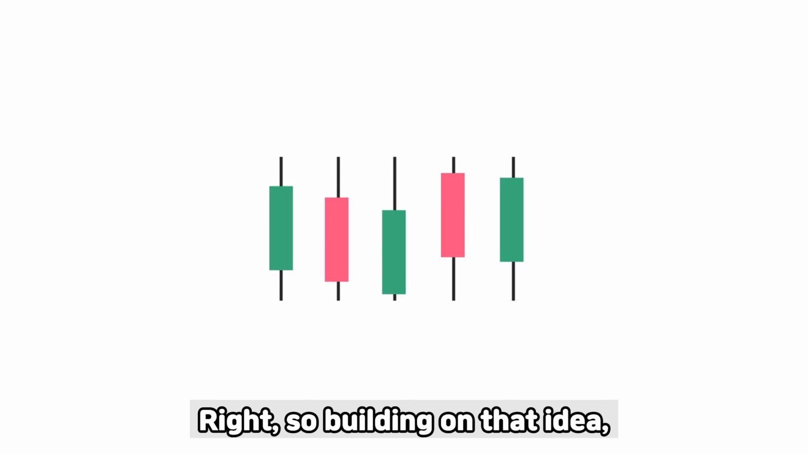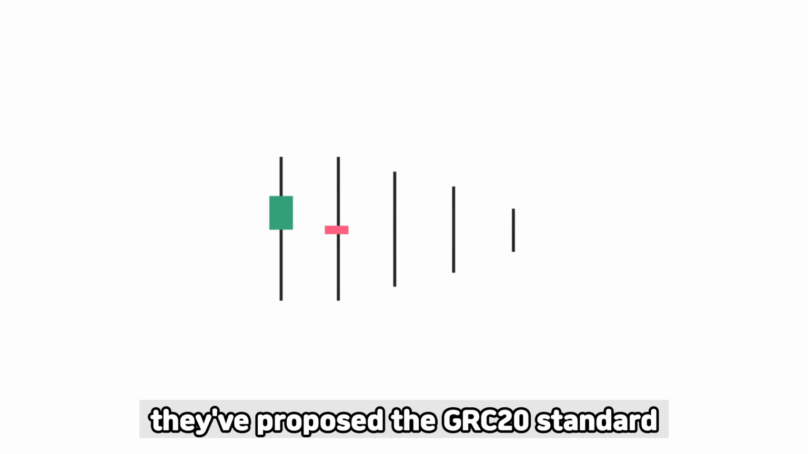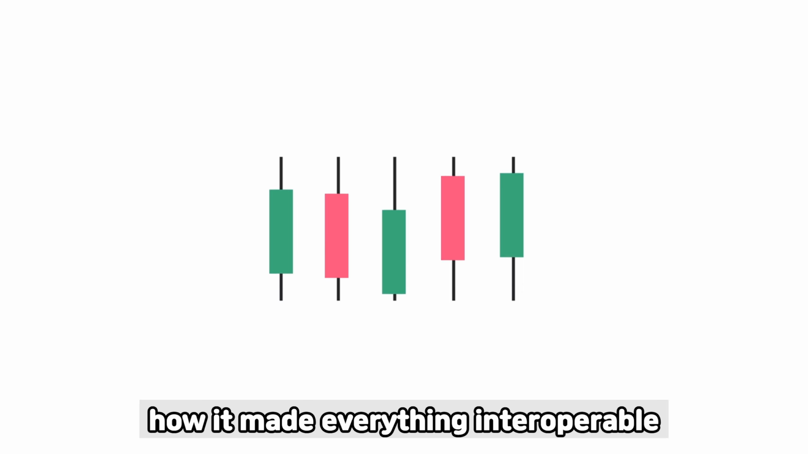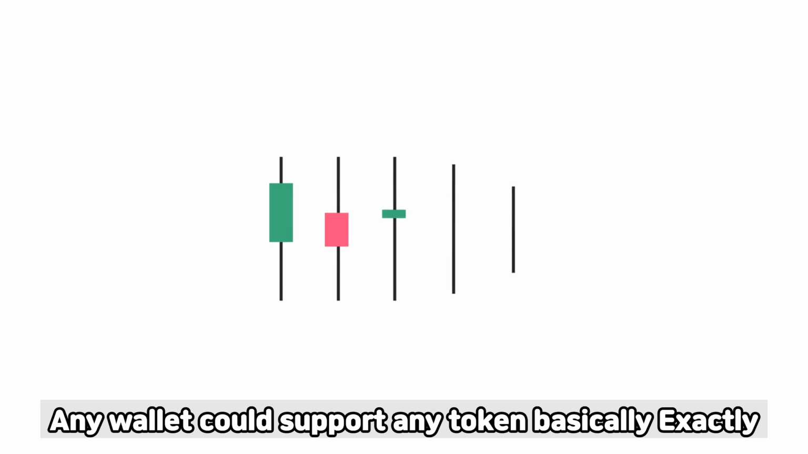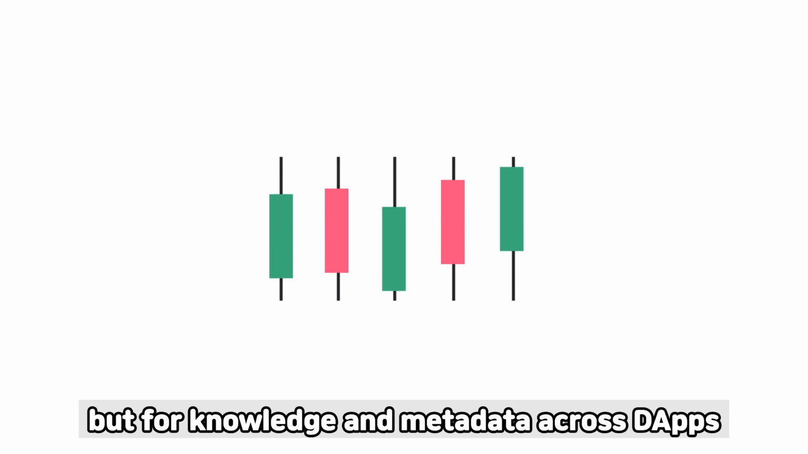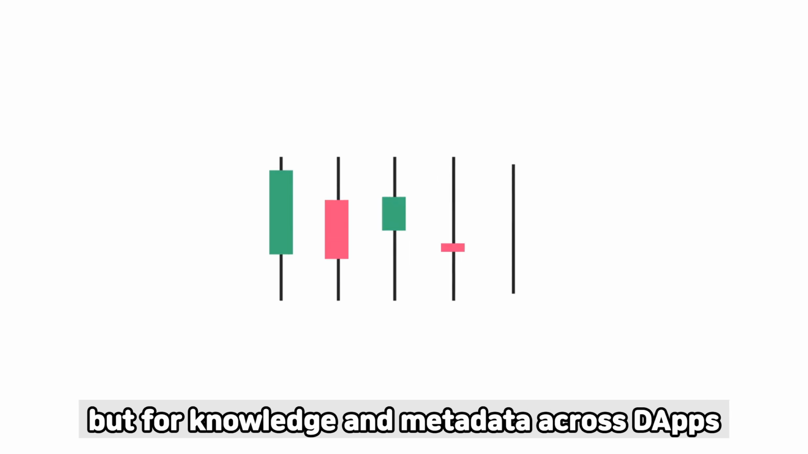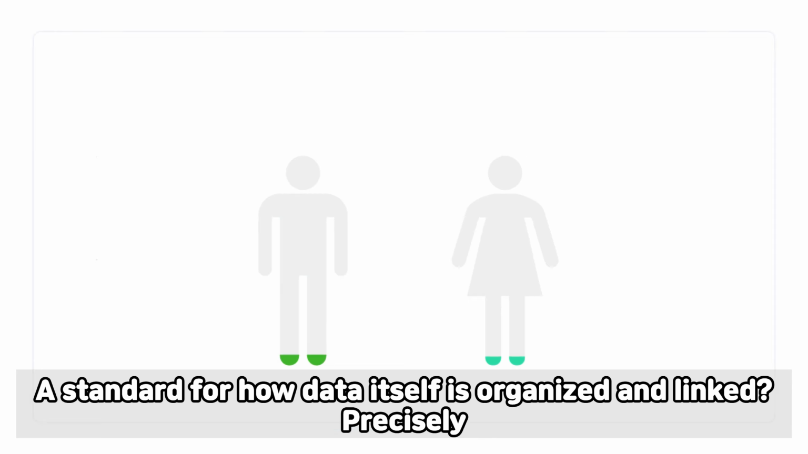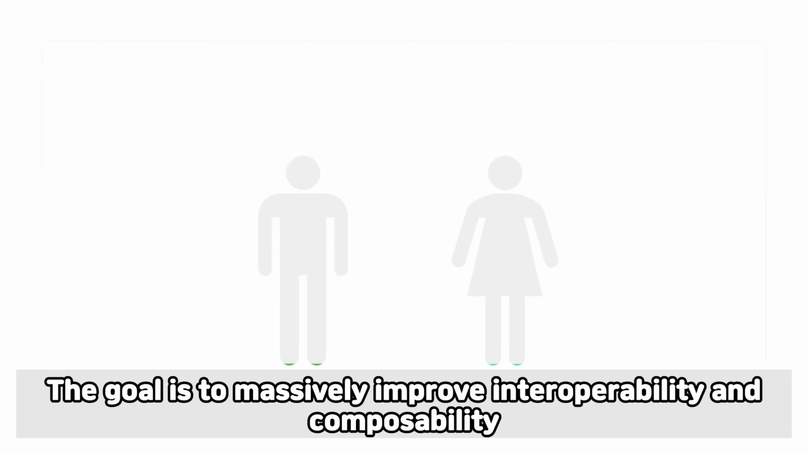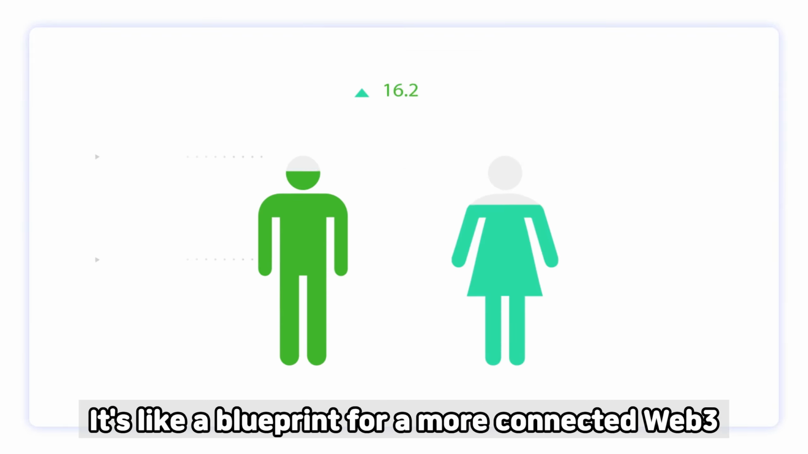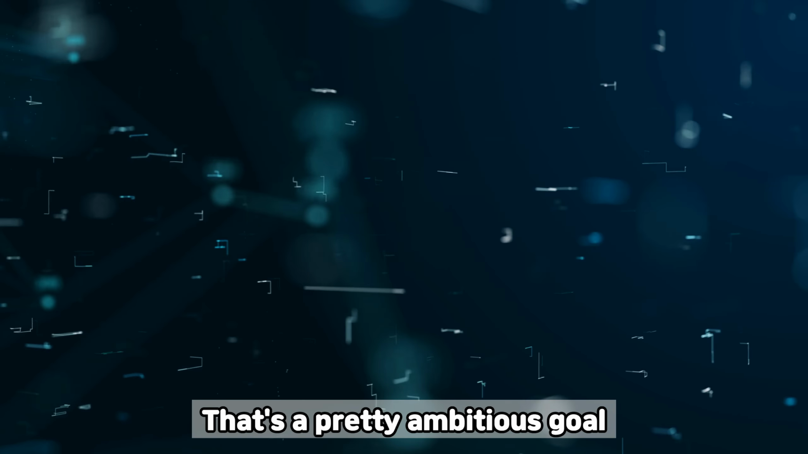And GRC-20. Right, so building on that idea, they've proposed the GRC-20 standard. Think about ERC-20 for tokens, how it made everything interoperable. Yeah, totally changed the game. Any wallet could support any token, basically. Exactly. GRC-20 aims to do something similar, but for knowledge and metadata across dApps. It's a data standard for structure. A standard for how data itself is organized and linked? Precisely. The goal is to massively improve interoperability and composability. Imagine data moving as freely between apps as tokens do now. That's the vision. It's like a blueprint for a more connected Web3. That's a pretty ambitious goal.